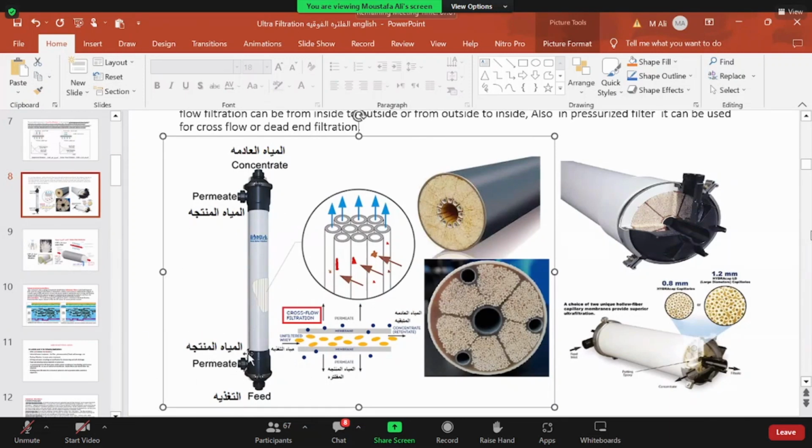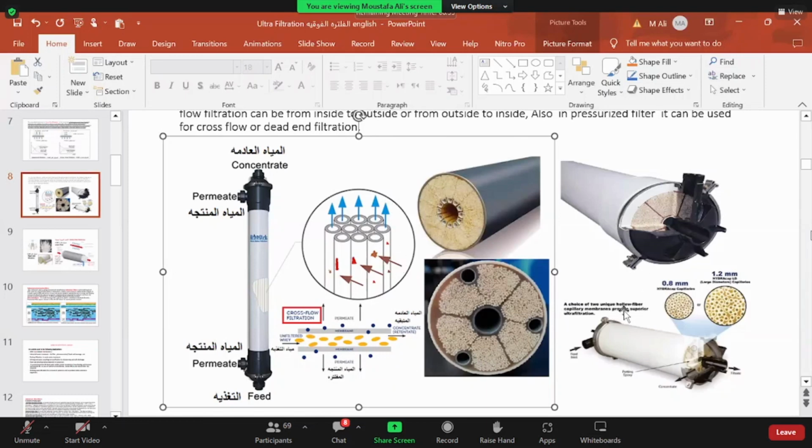It works under pressure, as I say, with external pressure applied either from the feed side, from outside, in the case of outside to inside flow, or inside the fibers themselves in the case of inside to outside flow, as shown in the figure. So this is simply the case.